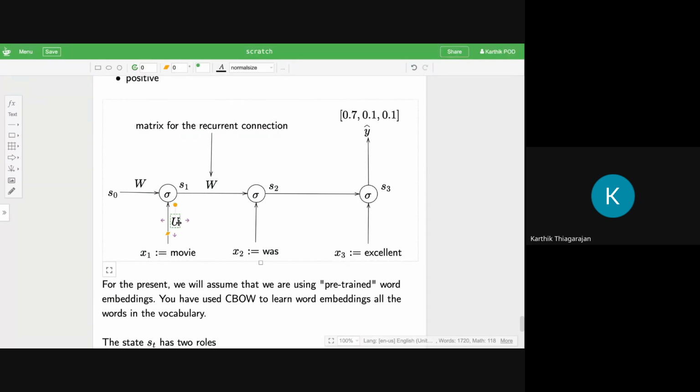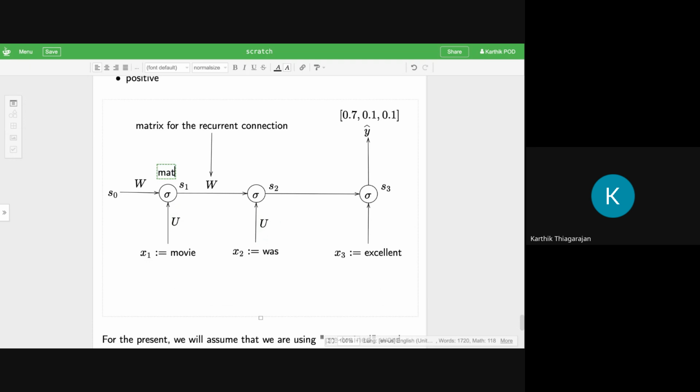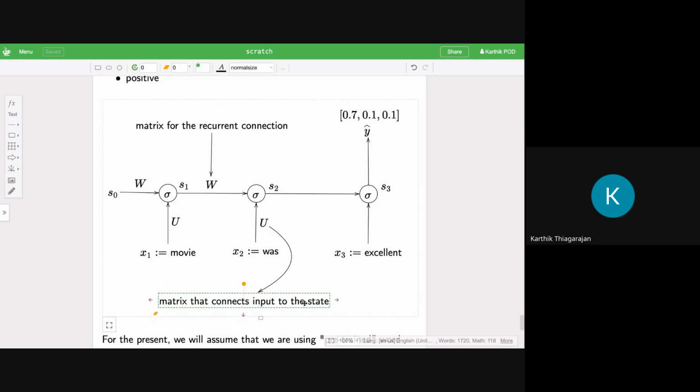What will U do? This U matrix connects the input to the state vector, right? So what is it doing? It is telling you how I should modify the input so that it helps me pass on the information contained in it to the next state. So it works with the input and extracts whatever is essential to be passed on to the next state.